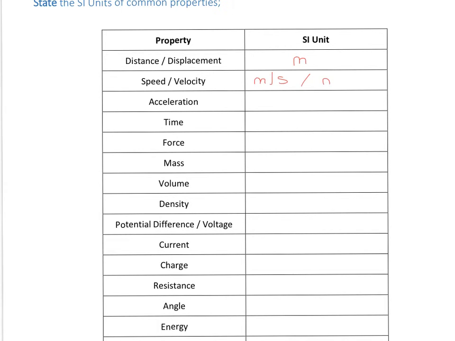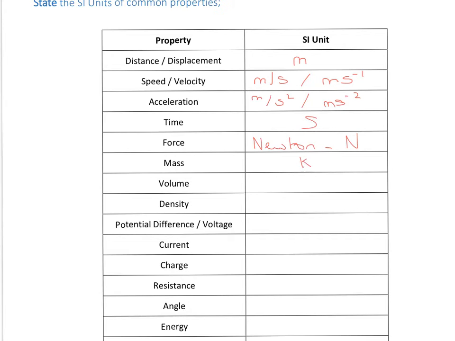You might see that written like this. This form here is what you should get used to putting in. Most people write it like this. Acceleration is velocity divided by time, so it's meters per second squared, commonly written like this. Time is in seconds. Force, the SI unit is the Newton, which is given the symbol capital N.